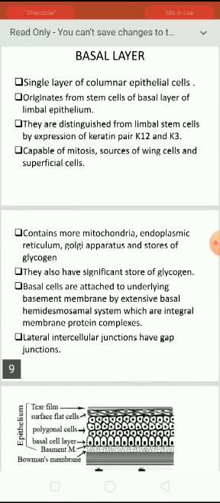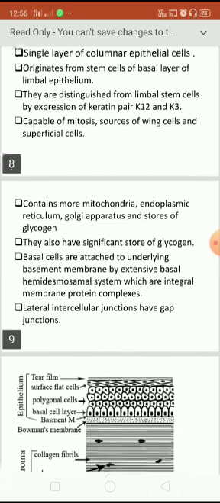They contain more mitochondria, endoplasmic reticulum, and Golgi apparatus. They also form a store of glycogen. Basal cells are attached to the underlying basement membrane by an extensive basal hemidesmosomal system, which are integral membrane protein complexes. The lateral intercellular junctions have gap junctions.